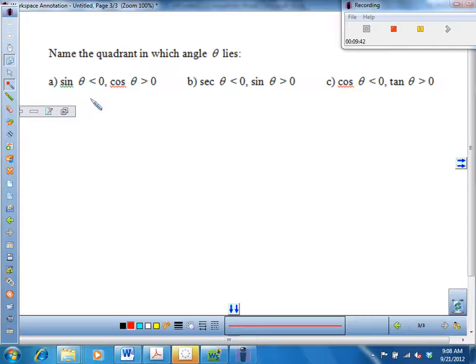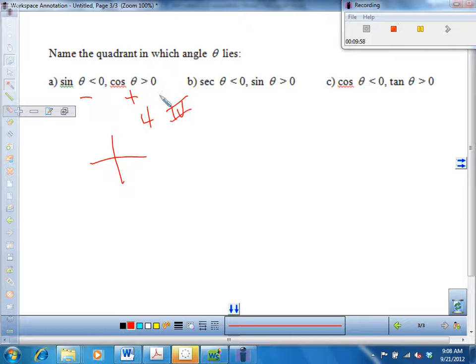So it says sine is negative and cosine is positive, okay? In other words, where is y negative and x positive? Quadrant 4, right? Or they write it IV, like that. Okay? Where is secant negative, which is the same as cosine being negative, and sine positive? Which quadrant? I'm up here, right? Quadrant 2, up here. Secant is negative because x is negative, and secant is the reciprocal of cosine. Okay?